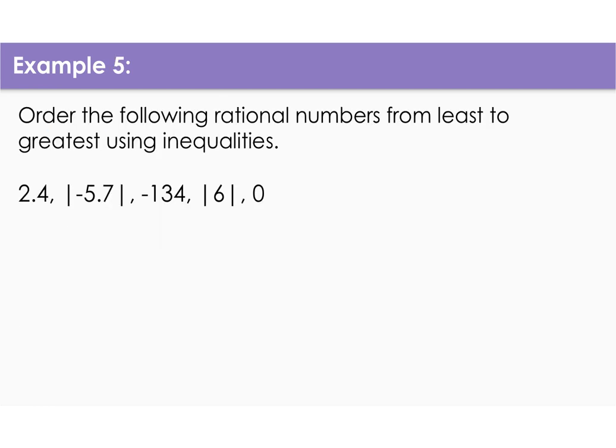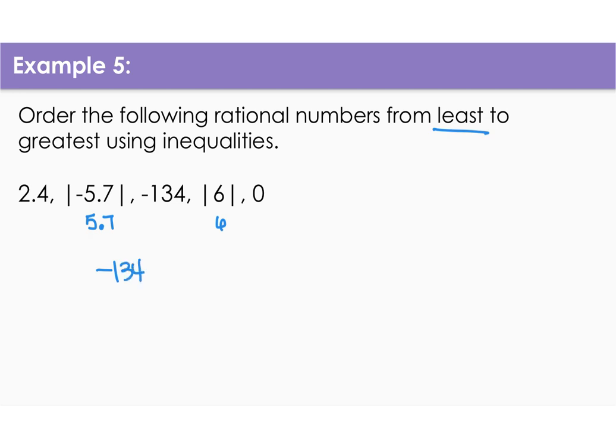So we're going to order the rational numbers from least to greatest. So we have 2.4, absolute value of negative 5.7. So we always take it out of the absolute value sign. So the absolute value of negative 5.7 is 5.7. Absolute value of 6 is 6. So I'm going to start with my negative numbers first because it says from least to greatest. I only have one negative number left, and that's 134.